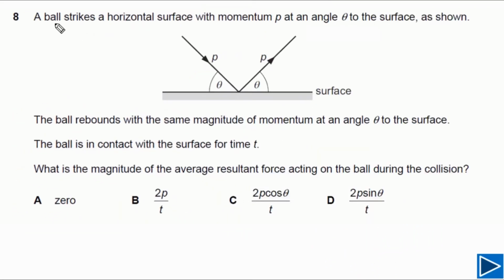For question number 8, it is given that a ball strikes a horizontal surface with momentum p at an angle theta to the surface, as shown in this figure.